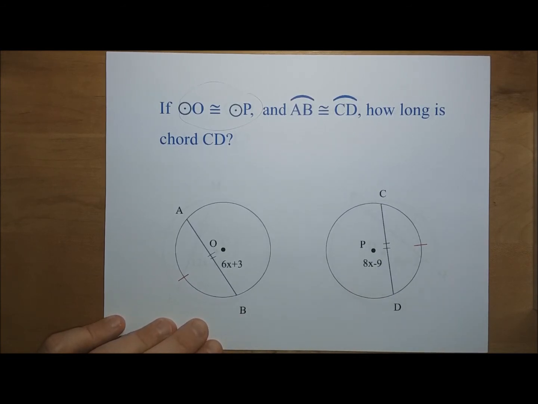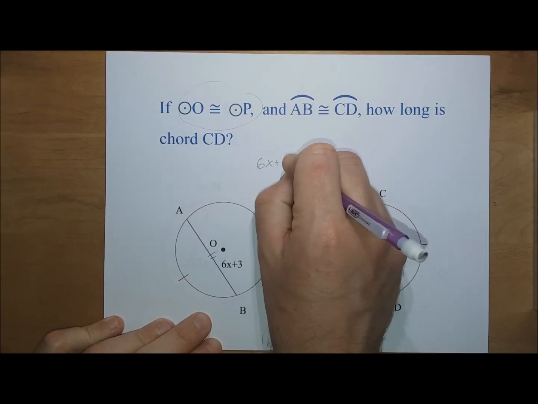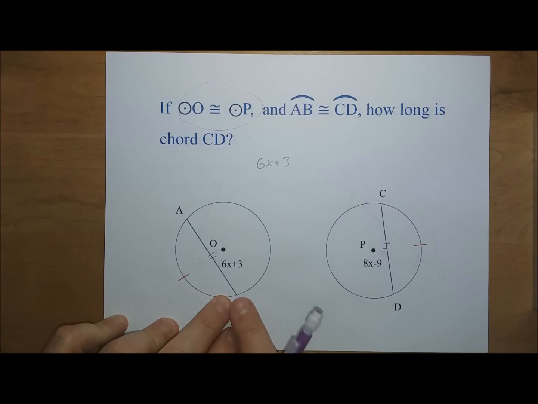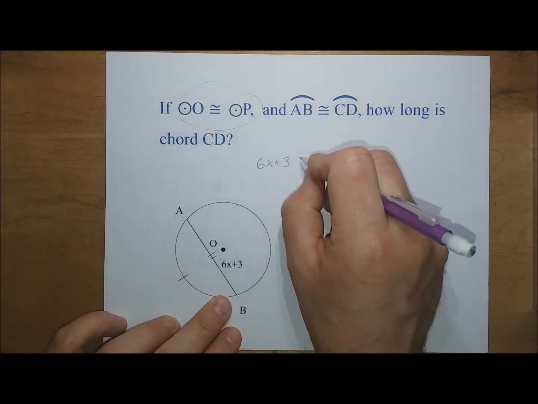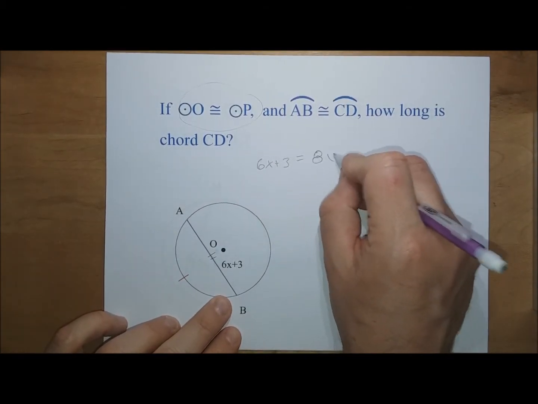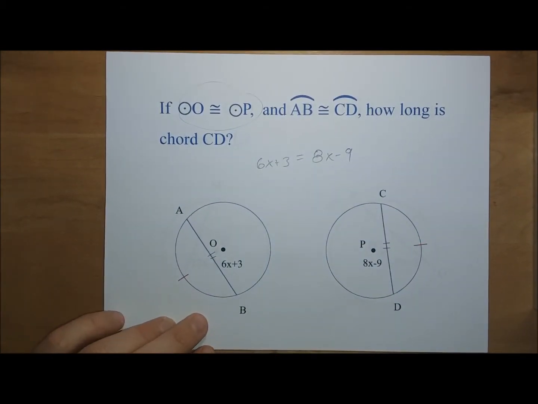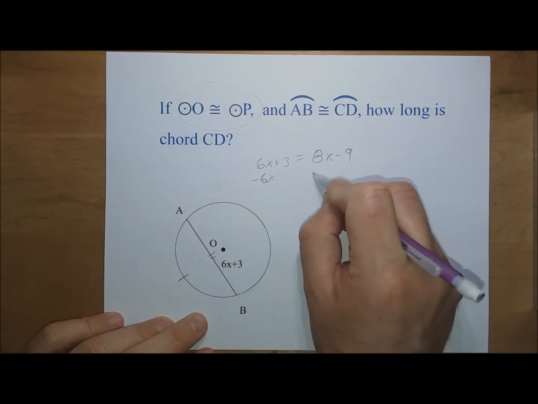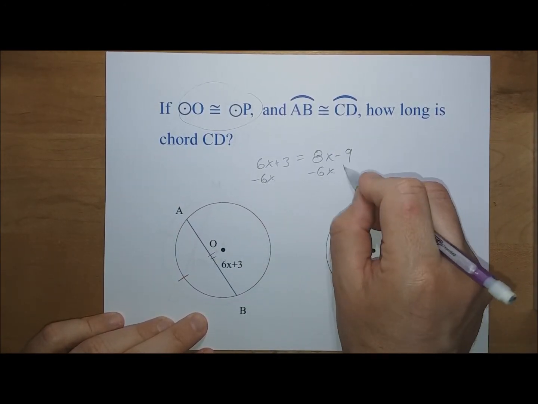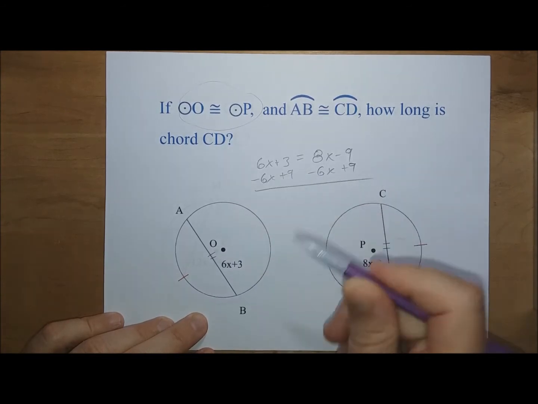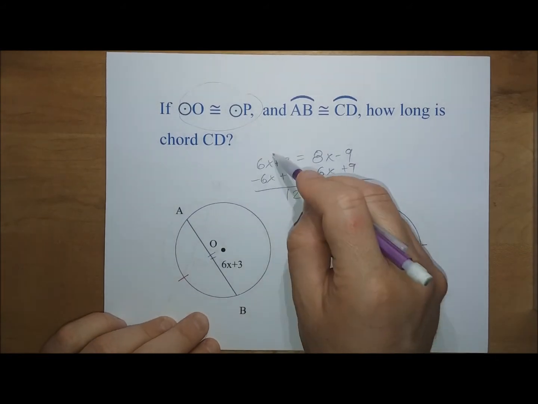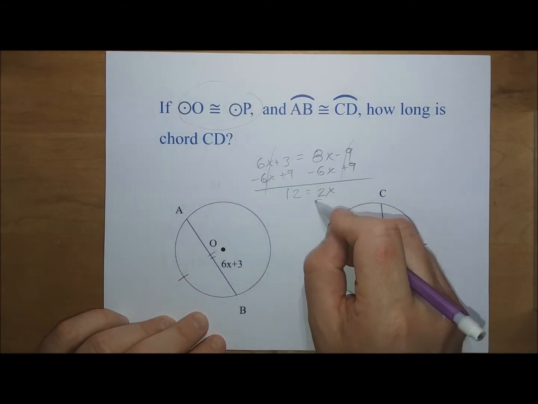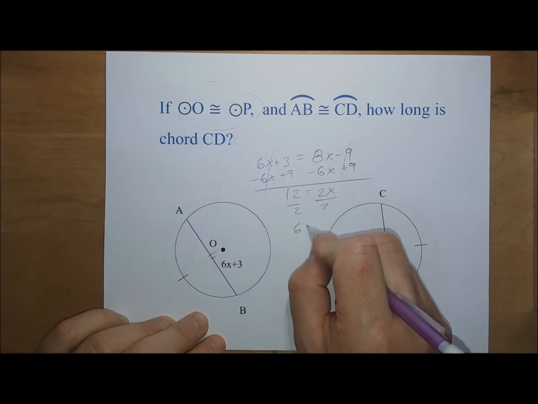And if these two chords are congruent, what could we conclude? Well, 6x plus 3, this expression that represents the length of chord AB, must be equal to this expression that represents the length of chord CD. So this must equal 8x minus 9. Good, and we can solve that for x. We'll subtract 6x from both sides, and we'll add 9 to both sides at the same time, and we're going to get 12 equals 2x. Good. These, of course, cancel. And if 12 equals 2x, then we get 6 equals x.